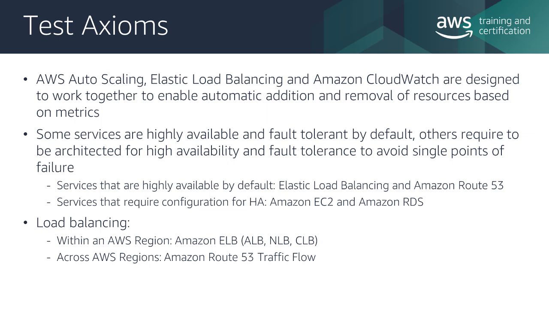It's important to understand that many resources inside AWS are already highly available. Services like elastic load balancing, S3, Route 53. Others can be highly available if you configure them properly. And for this, I'm looking at EC2, RDS. Also, understand the different types of load balancing options within a region using Elastic Load Balancer, as well as across regions, Amazon Route 53. All right, that finishes high availability.